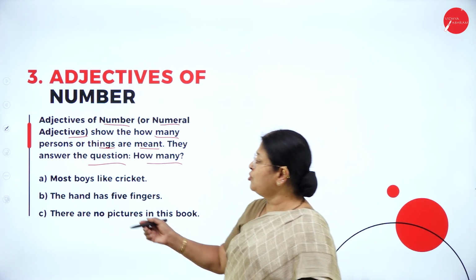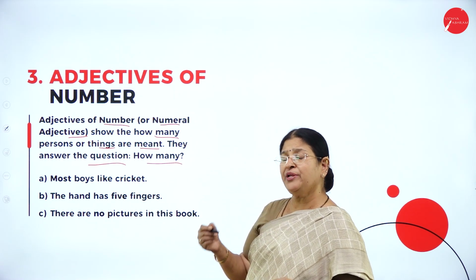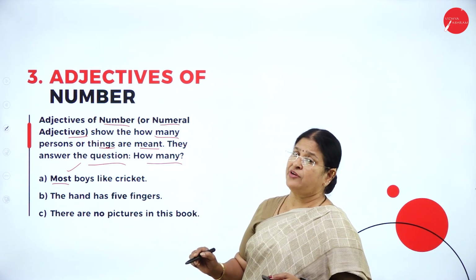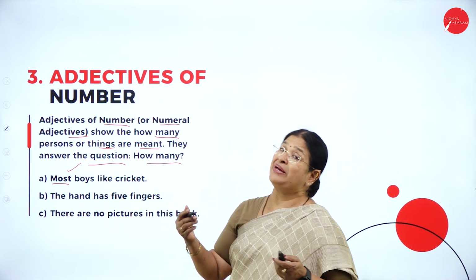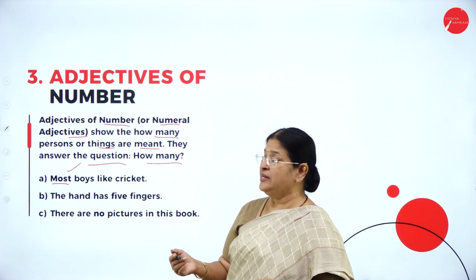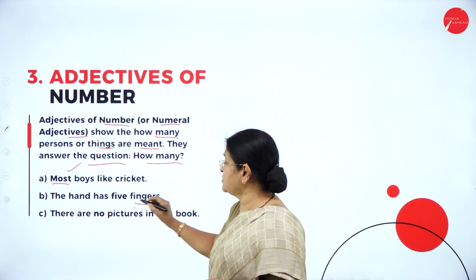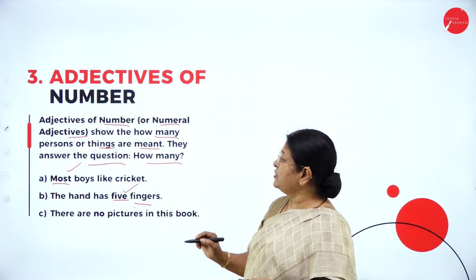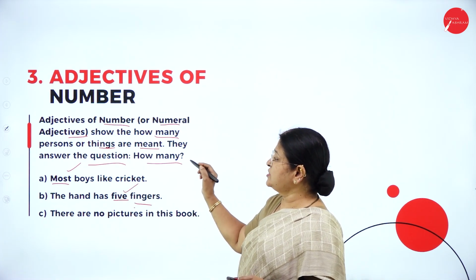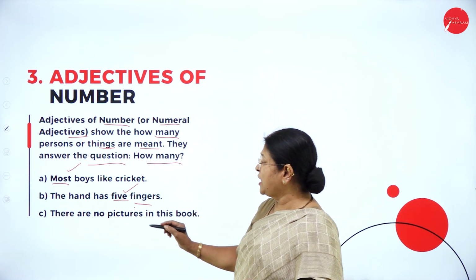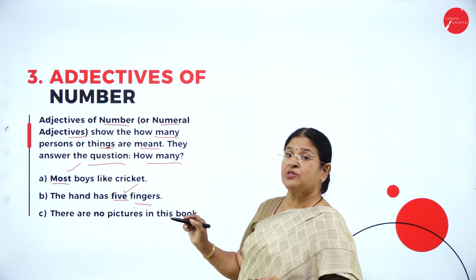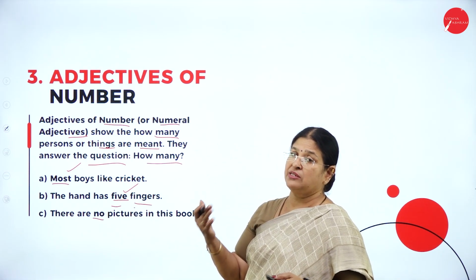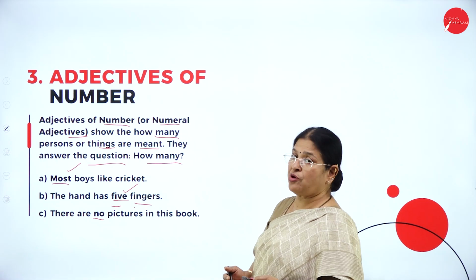For example, most boys like cricket. How many boys like cricket? Most boys. So most is the adjective of number. Most means many. Many boys like cricket. The hand has 5 fingers. How many fingers? The hand has 5 fingers. So 5 is the adjective of number. There are no pictures in this book. How many pictures are there in the book? No pictures in the book. No means none. So this is the adjective of number.